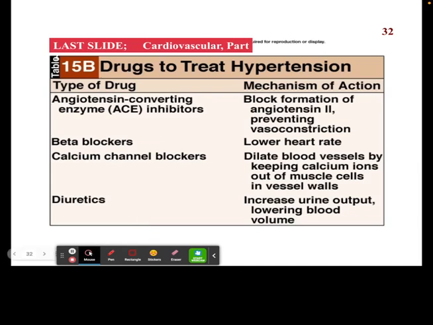And then lastly, here are some of the drugs that you can take to treat hypertension and how they work specifically.